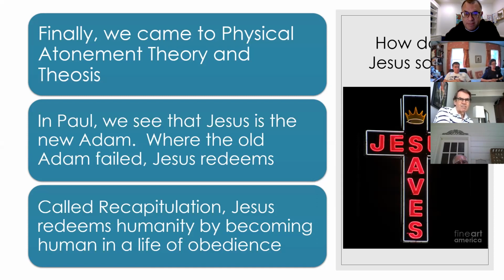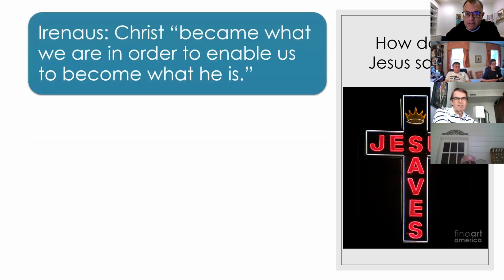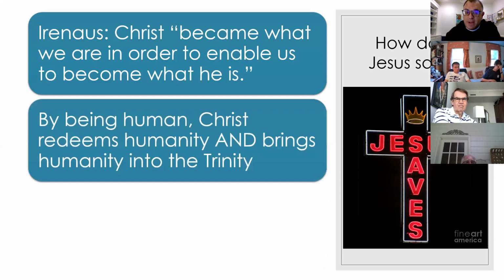Again, this should sound familiar to moral influence theory and even to Girard. All three have this idea that Jesus' obedience is the key to understanding his presence on earth, that his ability to lead a godly life is what's important. Irenaeus then proclaimed, Christ became what we are in order to enable us to become what he is. This is the idea of theosis, that by being human, Christ redeems humanity and brings God into the human sphere, and then brings humanity into the Trinity.